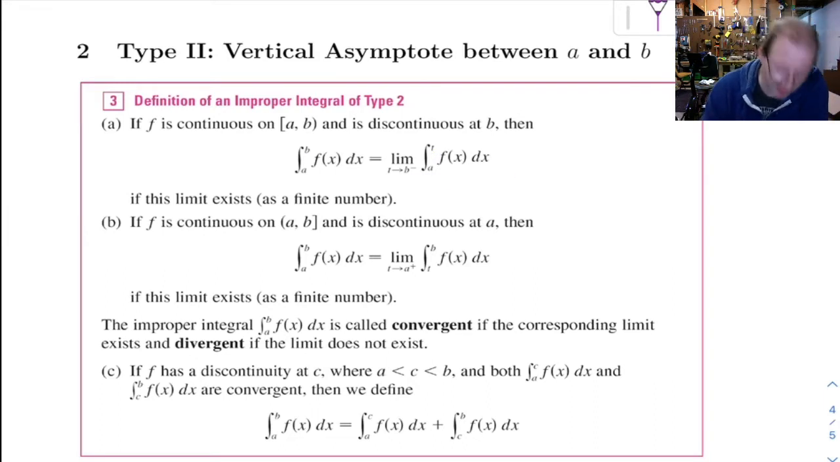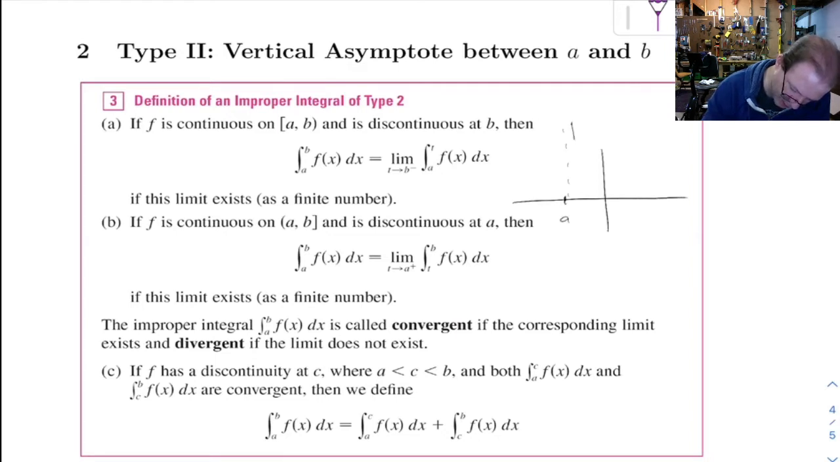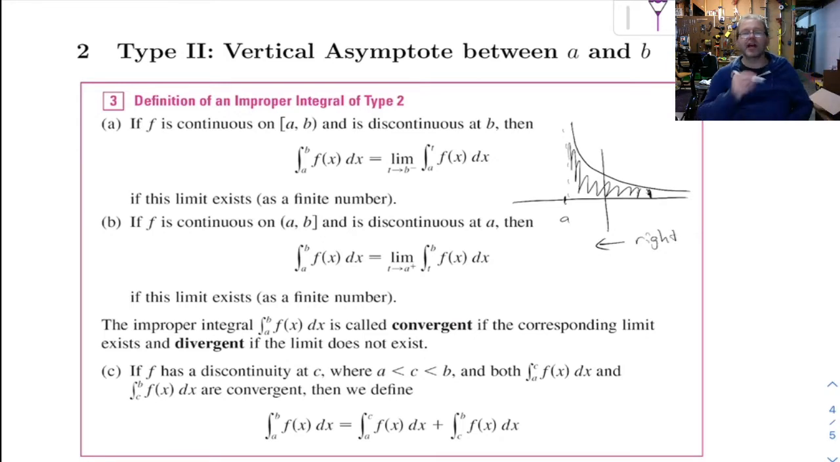The other one says if it's discontinuous at a, then you basically do the same thing, but you replace a with t and you approach from the right. What's with all this left and right business? Well, let's say this is your a and your function looks like this, then you're finding the area underneath here, but you're approaching a from the right. So that's the reason you've got the plus there. And the analogous thing happens in the other direction.